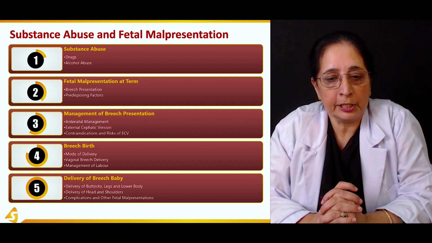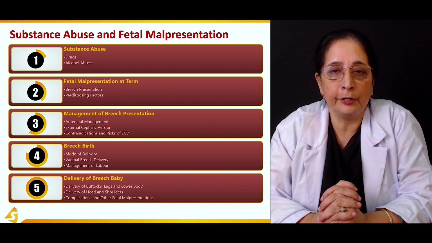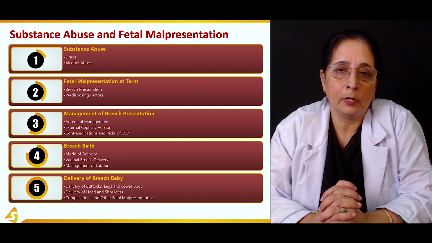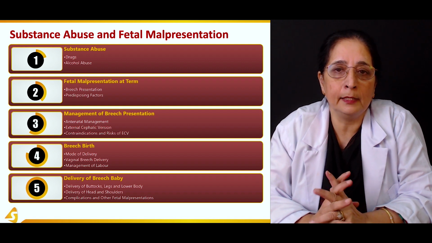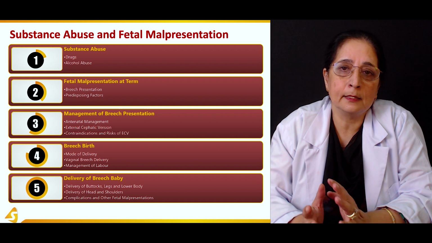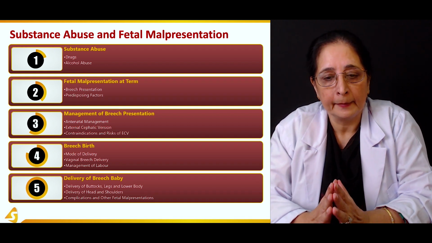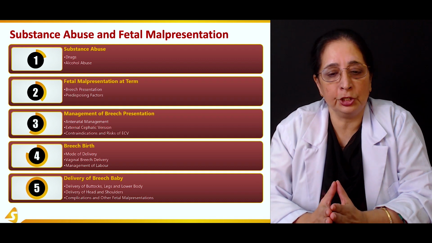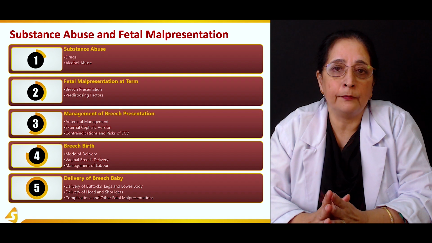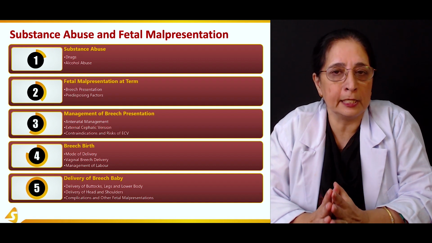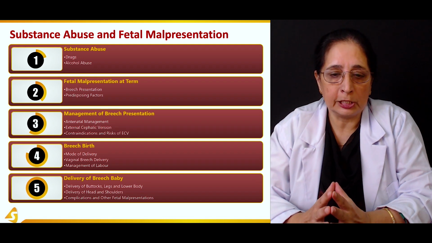Then in the fifth section, we will talk about how we deliver the breech baby, what are the steps that can be performed to deliver the hip, legs, arms, and then the head of the breech baby, and what are the complications and other different fetal malformations or malpresentations besides the breech presentation.